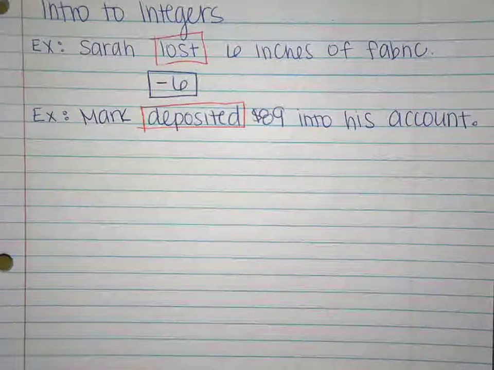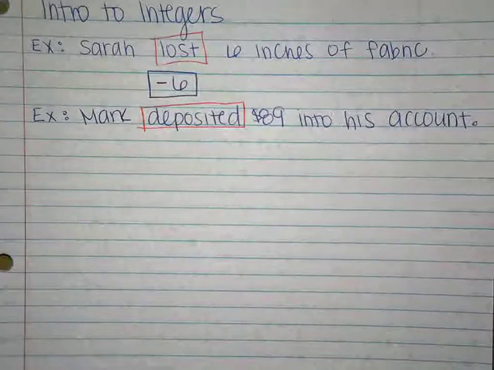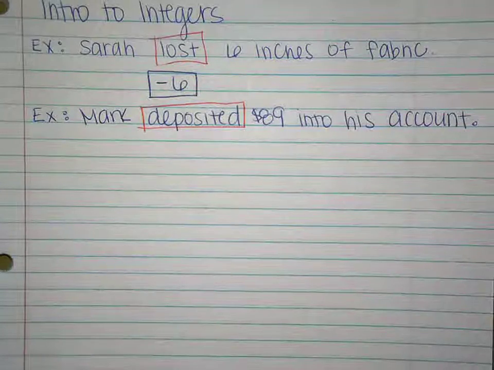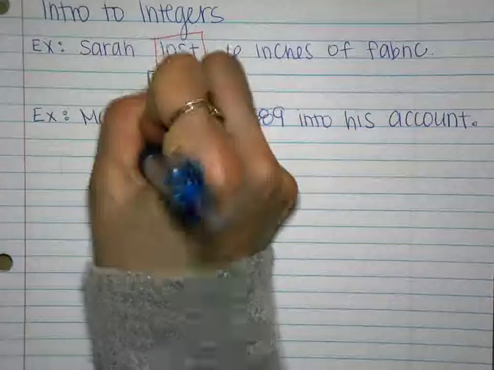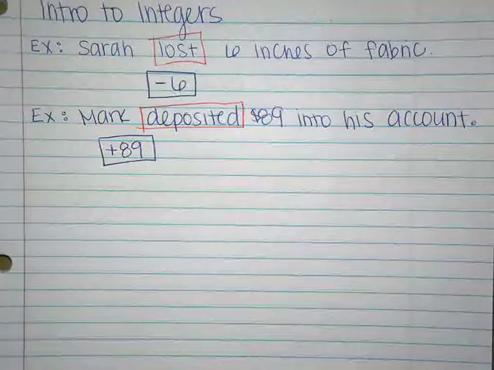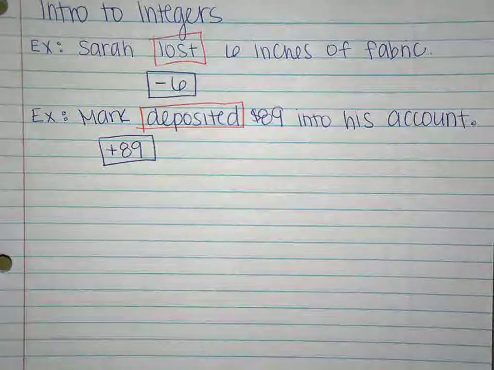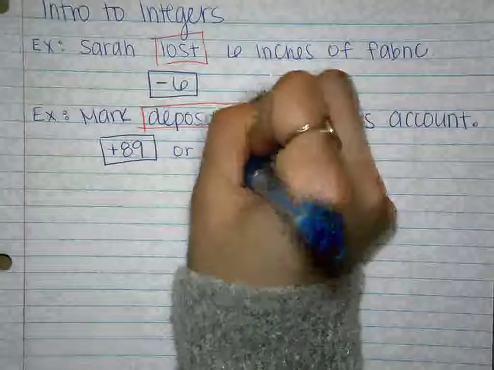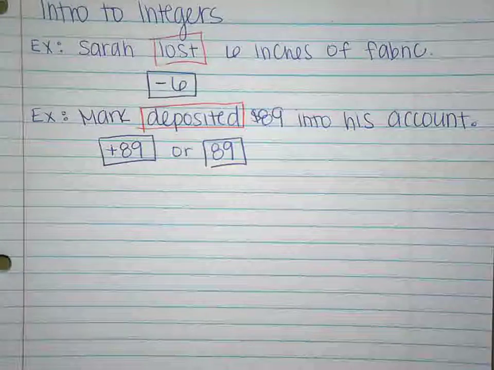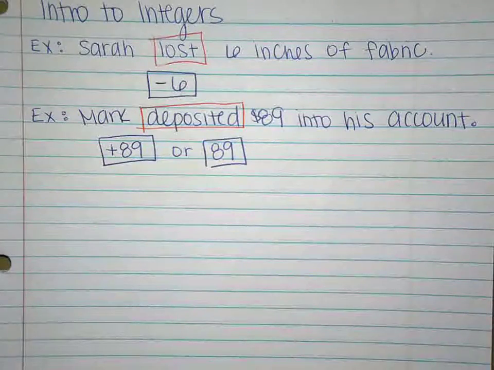What was it? Positive. And deposited, is that a positive or a negative? Positive. And I want a positive what? Number. What number? 89. So how many of you wrote plus 89? How'd the rest of you write it? Are both answers accepted? Yes.